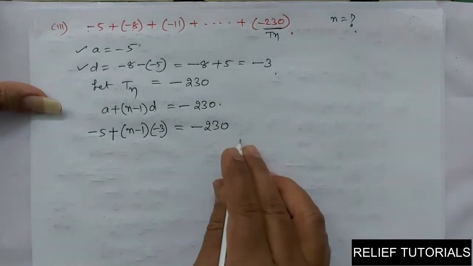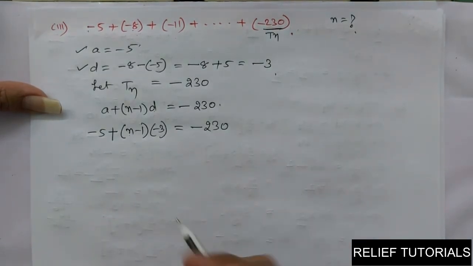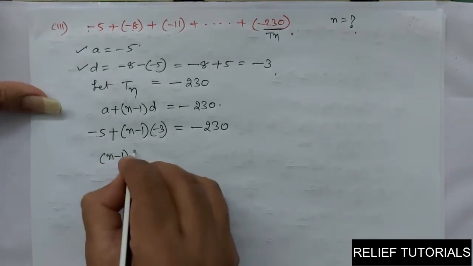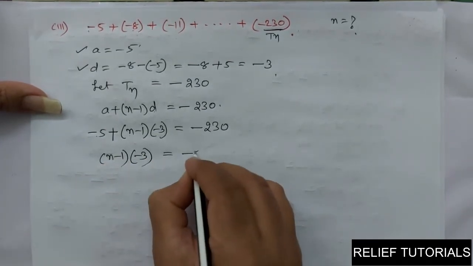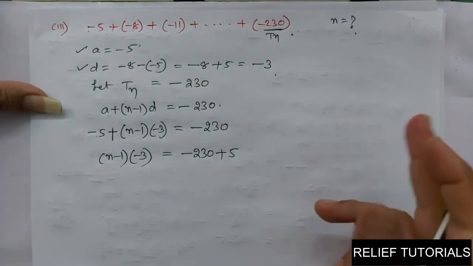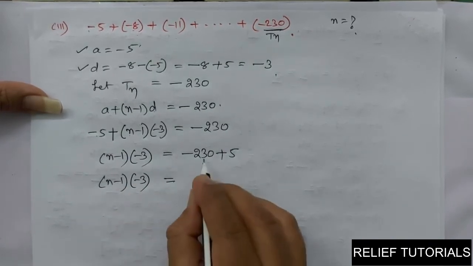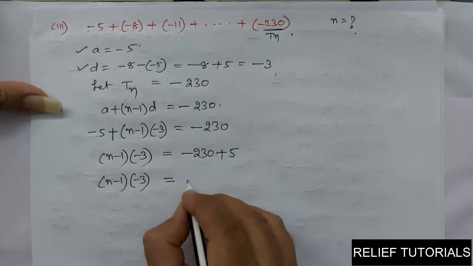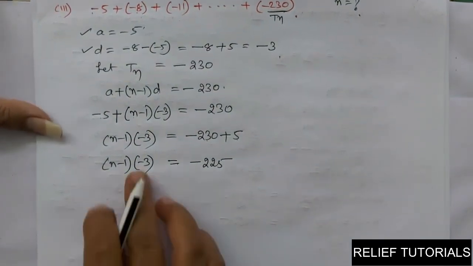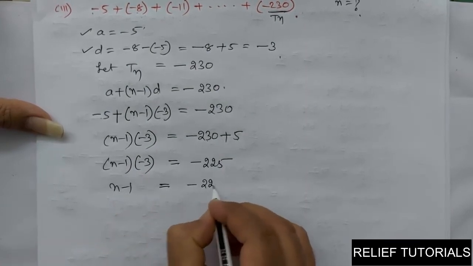Now, see, in this equation only one thing is unknown, that is n. And you want to find n. So, now this minus 5 goes here. So, (n minus 1) into minus 3 is equal to minus 230 plus 5. Minus 5 goes there as plus 5. So, minus 225. Okay, now this minus 3 is in multiplication.